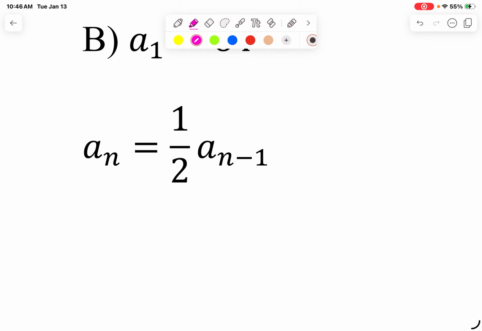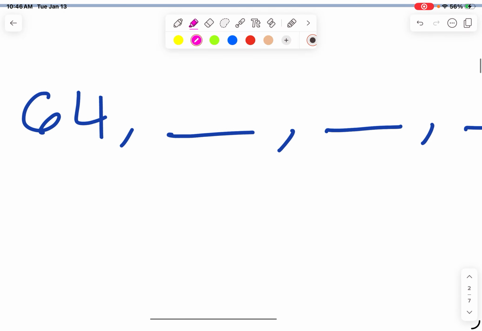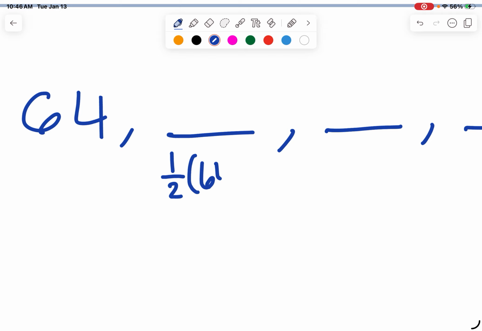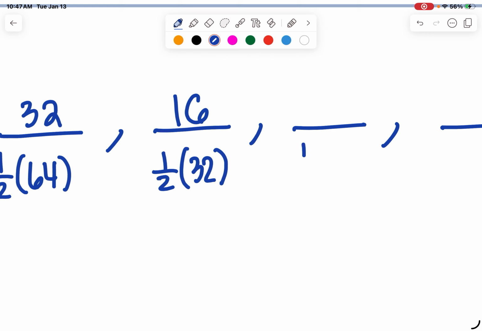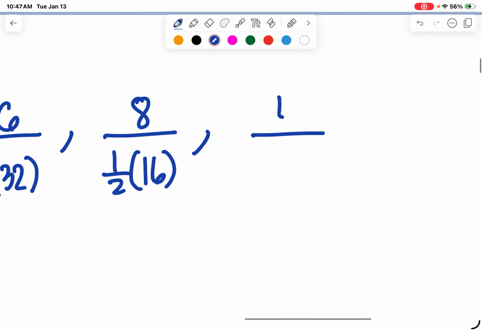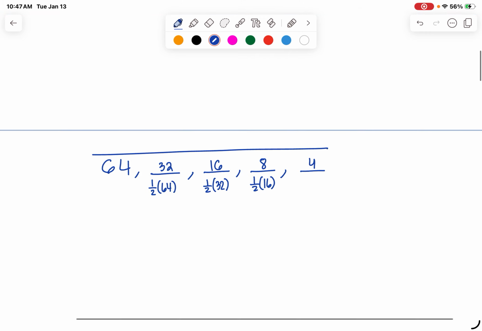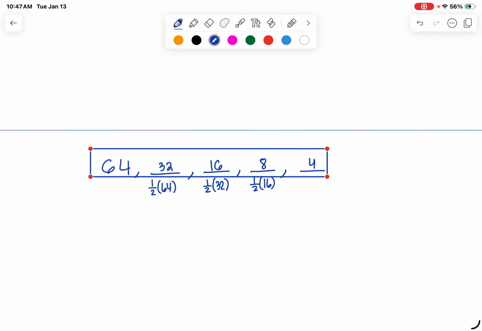So this says take half of the previous term, okay? So to get the term, I take half of the term before it. So if I want this term, I take half of the term before it. Half of 64 is 32. If I want the next term, I take half of the previous term, which is 32, and I get 16. Half of the previous term, 8. Half of the previous term, 4. Right? If you can read it, notice that there's not much work to do.